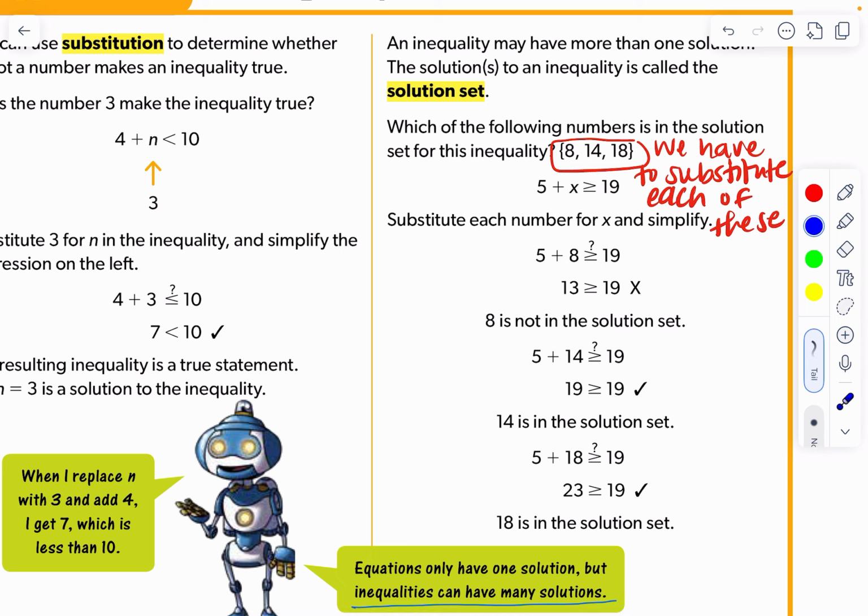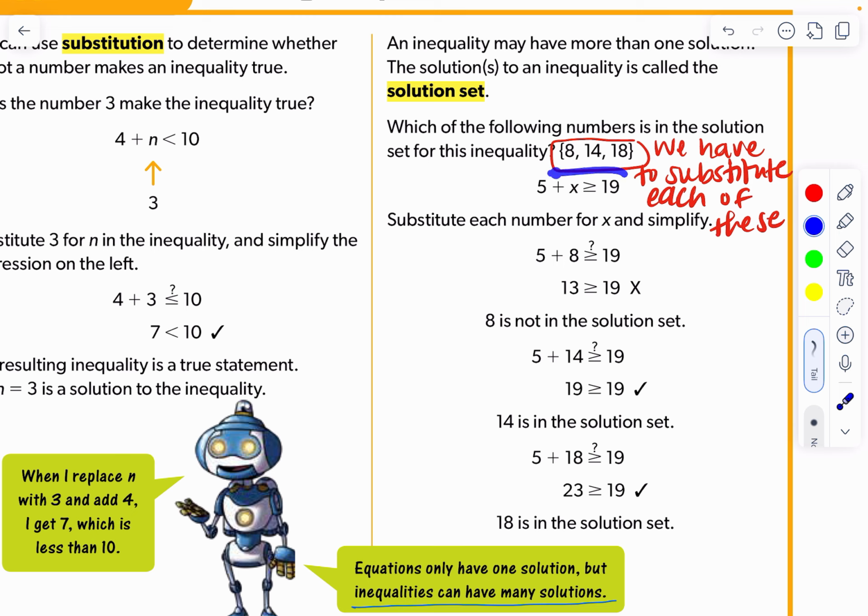A big chunk of what students are going to be doing today is around solution sets. So they're going to be using this concept of substitution. However, they're going to be given a solution set, so 3 or 4 different numbers to substitute in for the variable. So we are trying to see, in other words, do the numbers 8, 14, and 18 work for this inequality? We will have to literally go one by one.